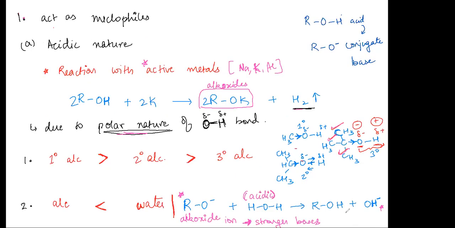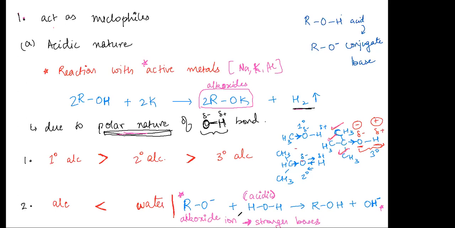All right. Now the acidic nature of alcohols comes into picture because of the polar nature of the OH bond. So greater the polarity of OH, the more acidic the alcohol is going to be. Based on that, we saw that primary is the most acidic, tertiary is the least acidic alcohol. If you get water into the mix, alcohols are always less acidic than water.